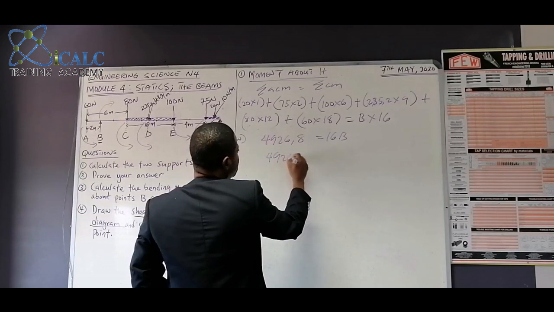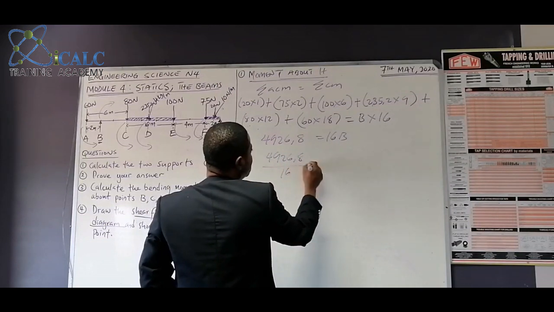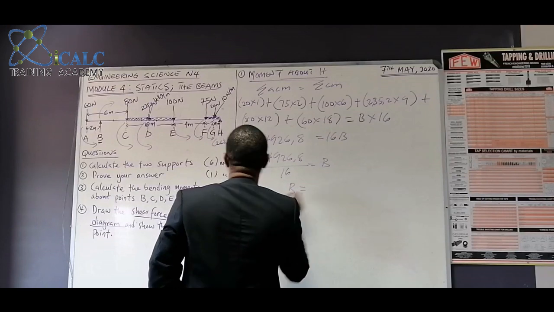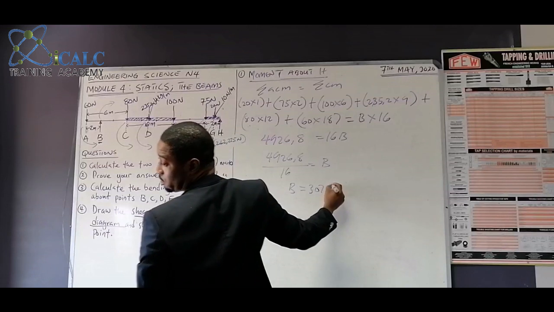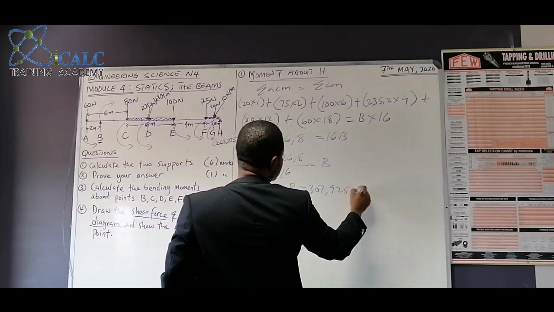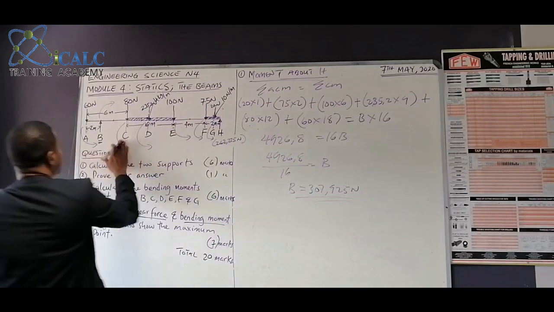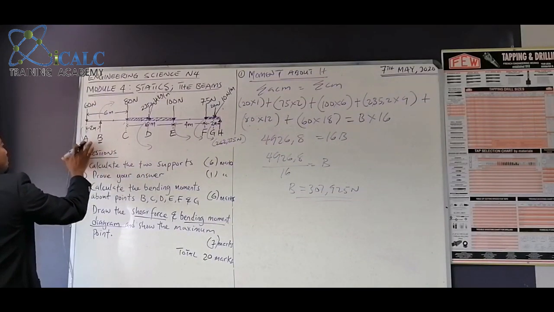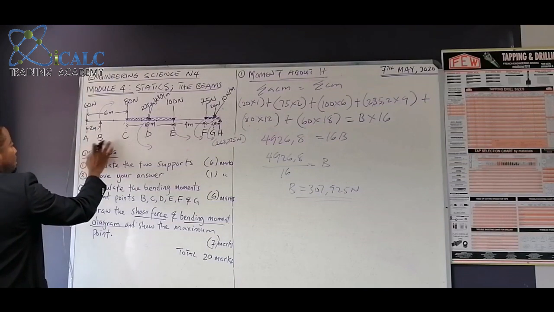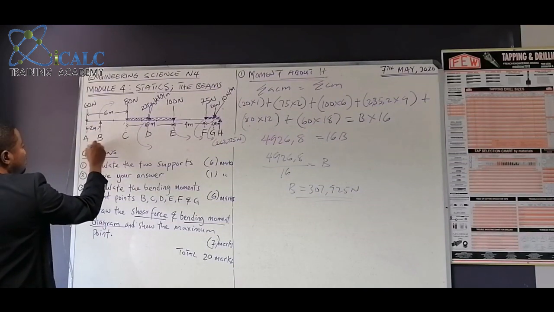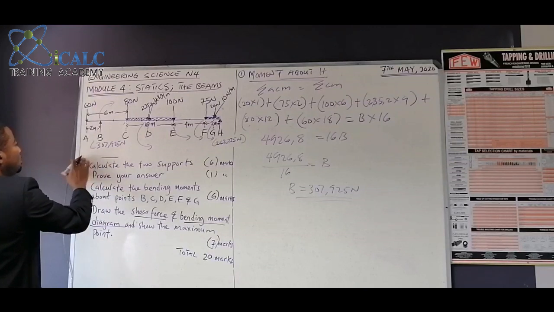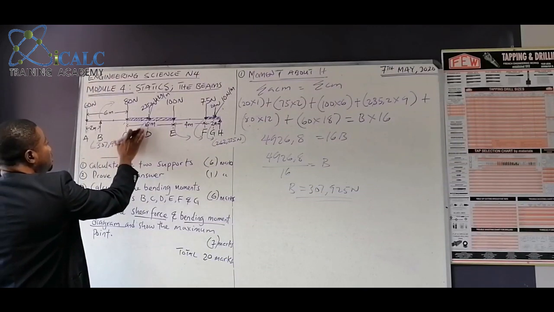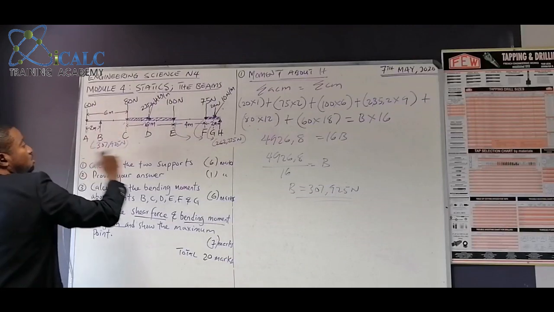So 4926.8 all divided by 16 will give us b, and b will be equals to 307.925 Newton. So I also suggest that we write the value of b here, or value for b, 307.925 Newton. Okay, and then we clean all this.